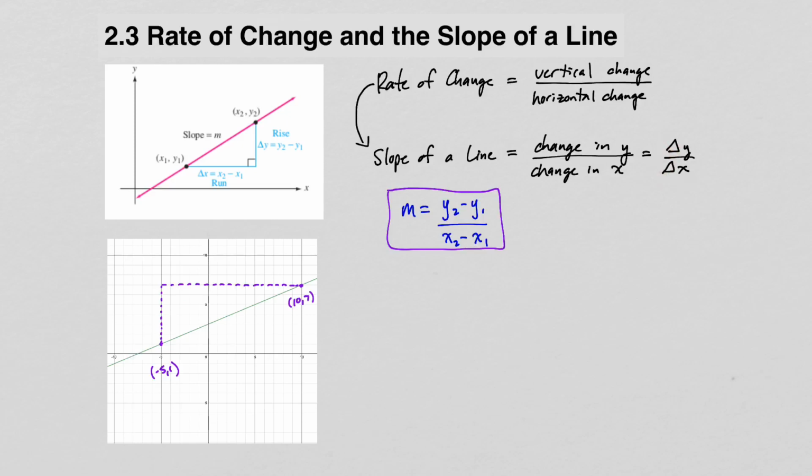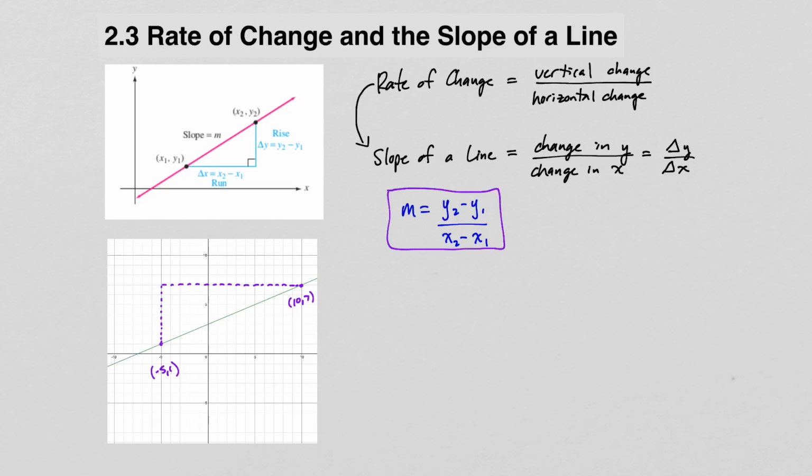Now, the way you actually compute the slope of a line, if you know the 2 points that it passes through, or any 2 points that it passes through, is by subtracting the y values and subtracting the x values, and then taking the quotient of those two differences.